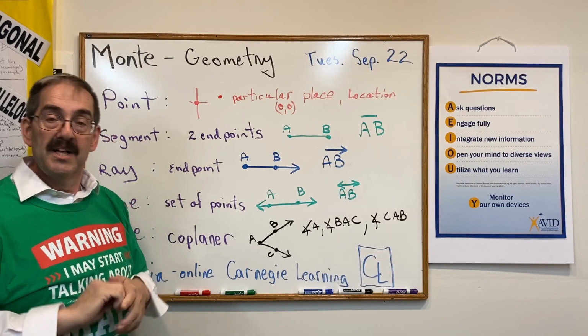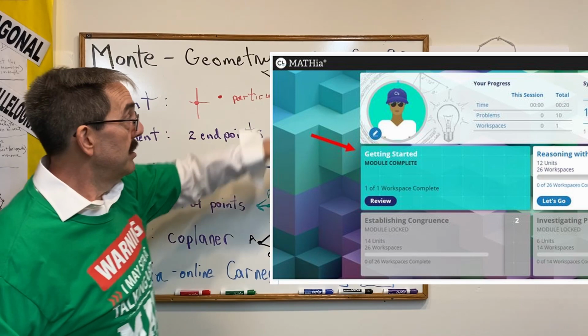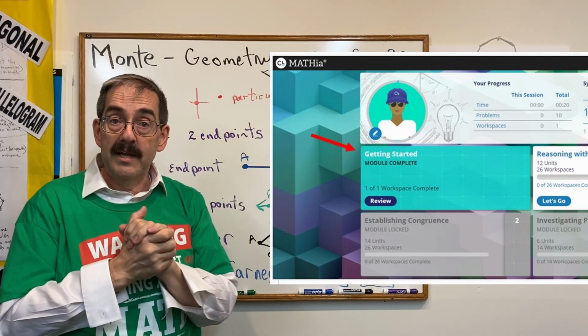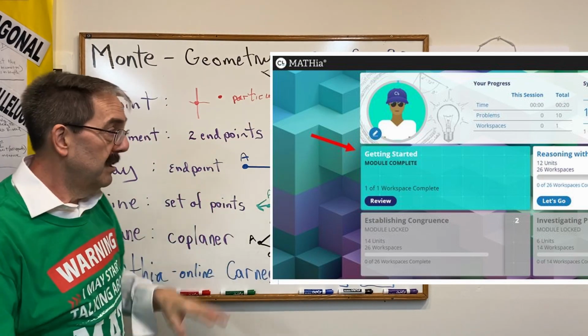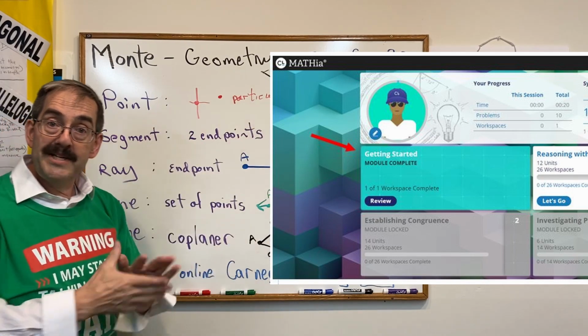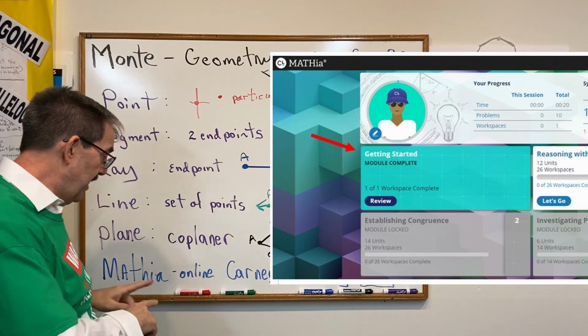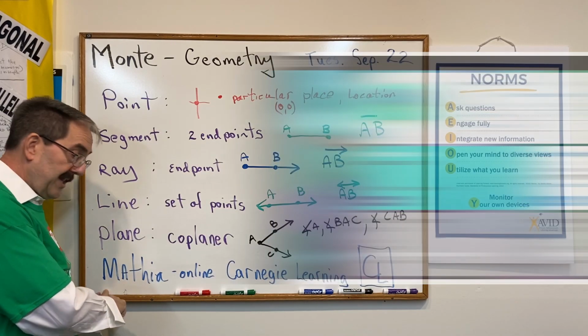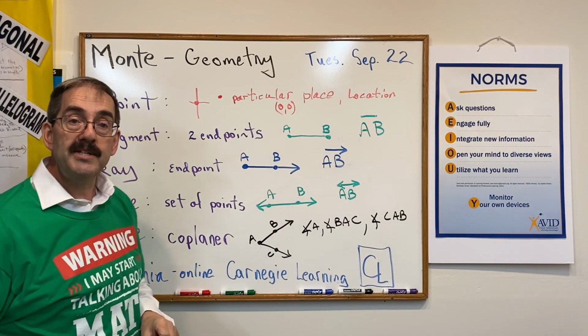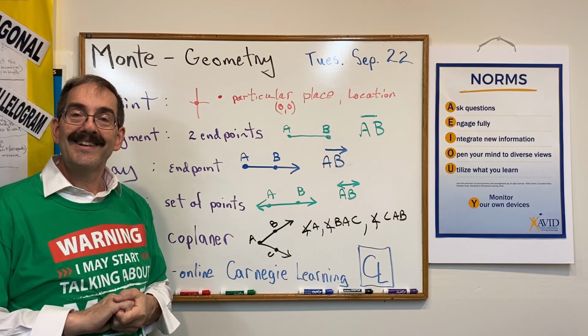All right? So that wraps up our Tuesday, September 22nd lesson. Quick little entry task. And then your practice for 20 minutes outside of class is to watch the video and log into Mathia and do the Getting Started unit.